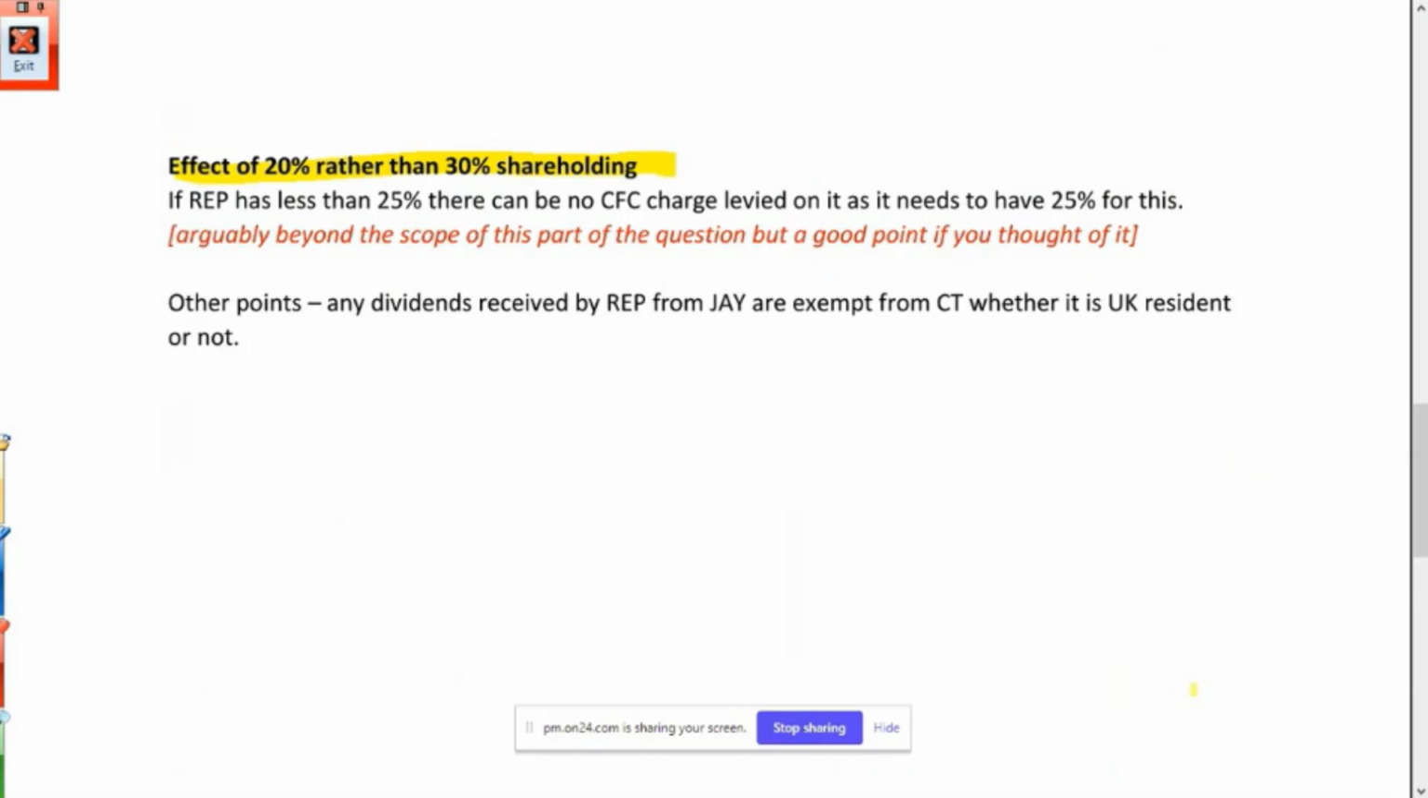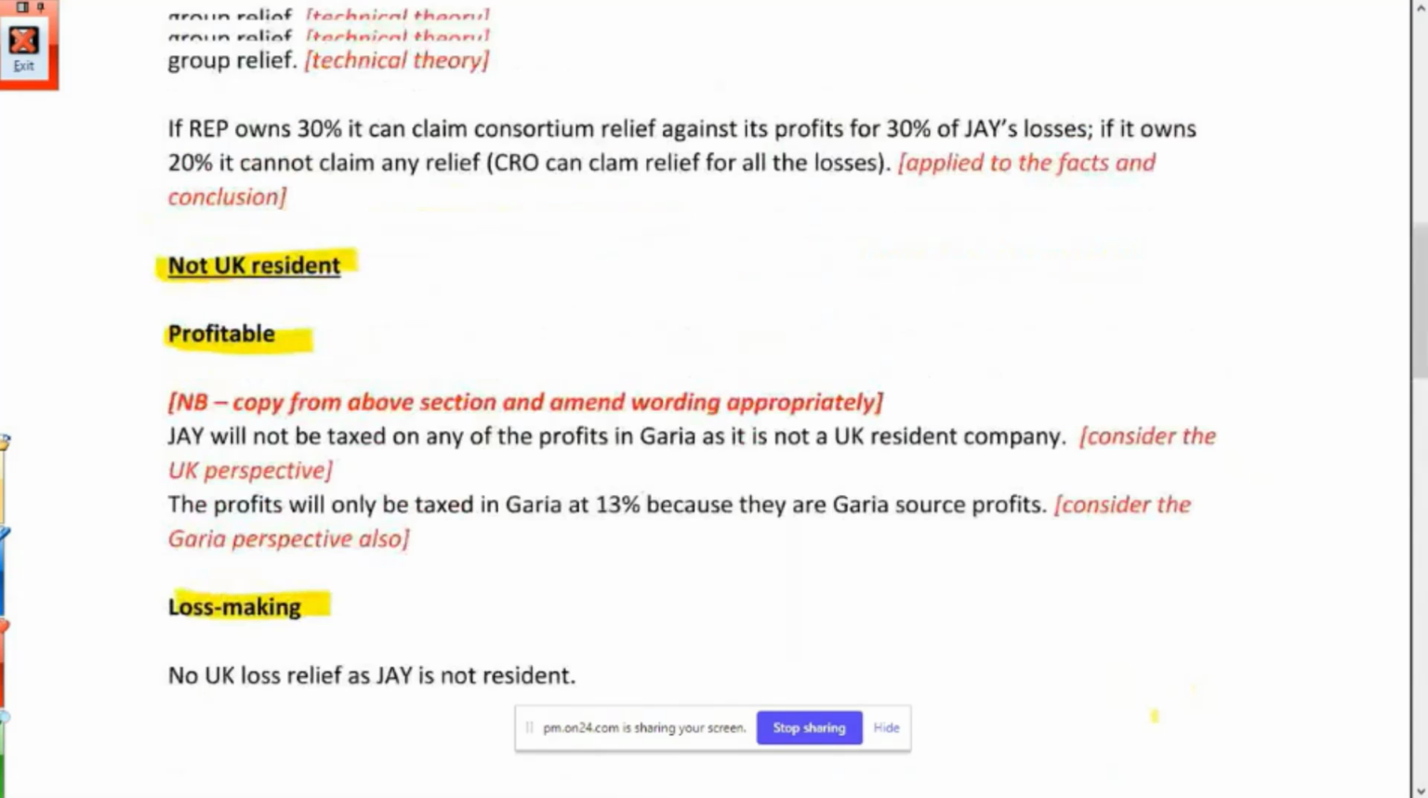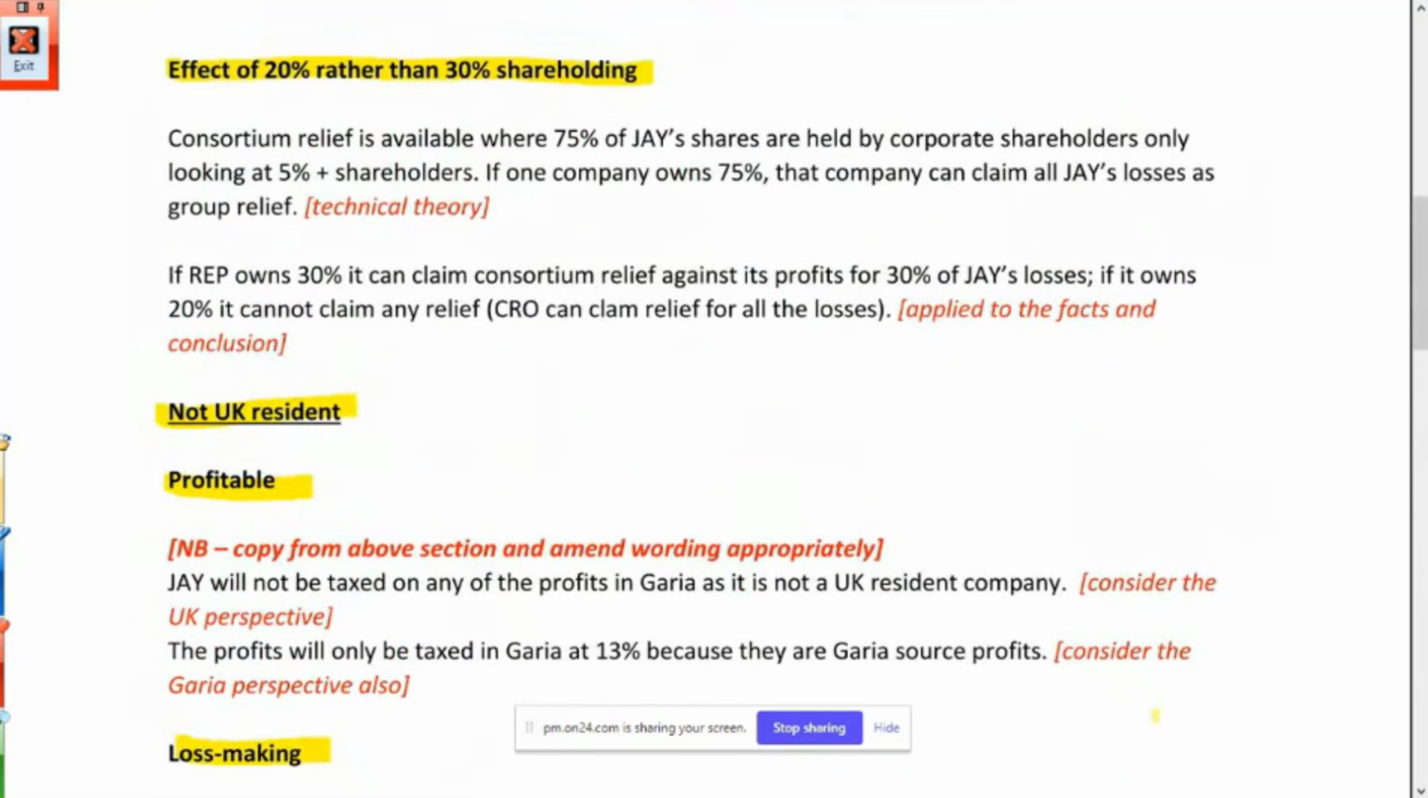Any other points you can think of? Well, if any dividends are paid out by J to REP, they'll be exempt from corporation tax. But that last bit on the screen there is really me showing off a bit, to be honest. I wouldn't expect many students to get those points. But if they cross your mind, put them down. If they're relevant to the scenario and technically correct, definitely put them down. Okay, so that would easily get you all 9 marks.